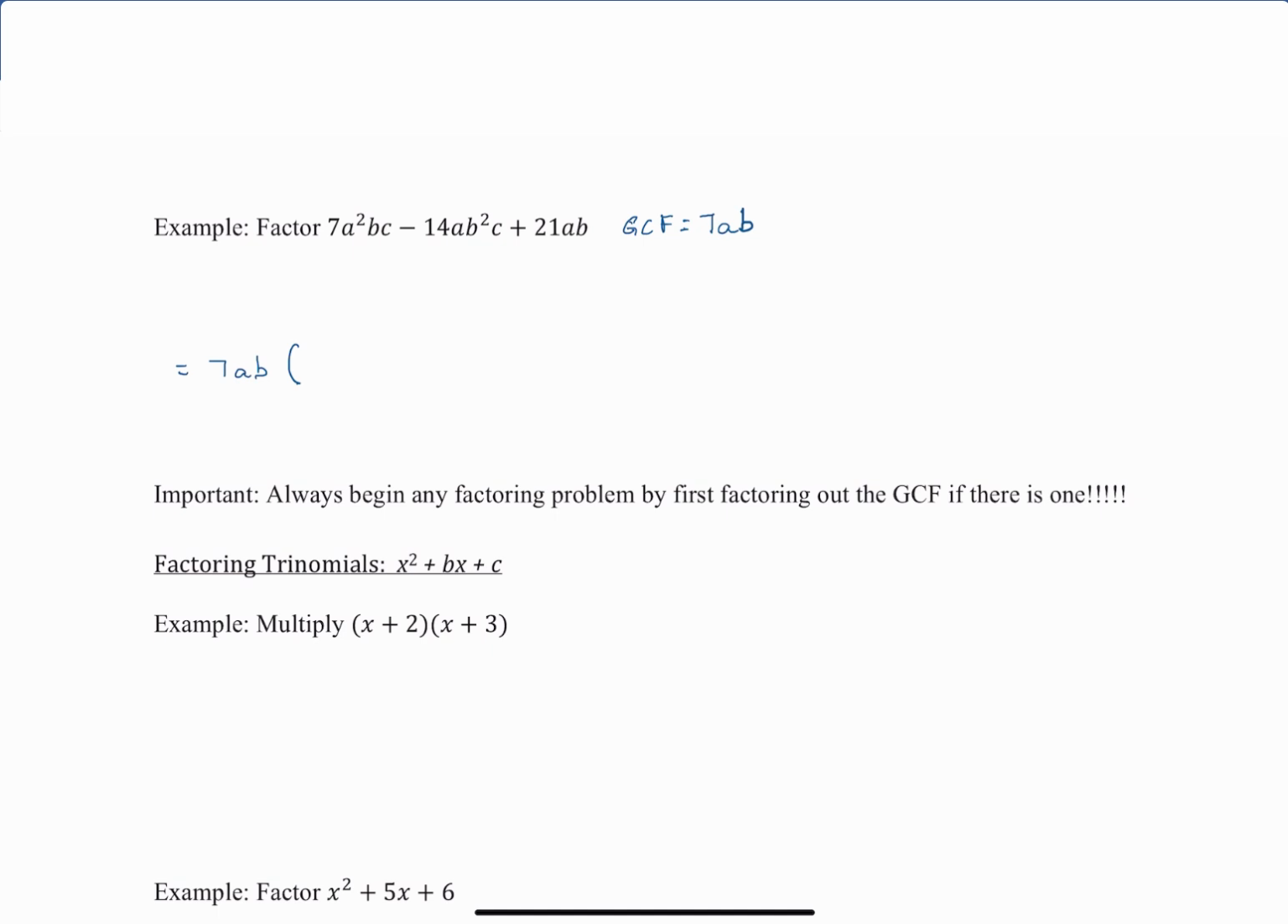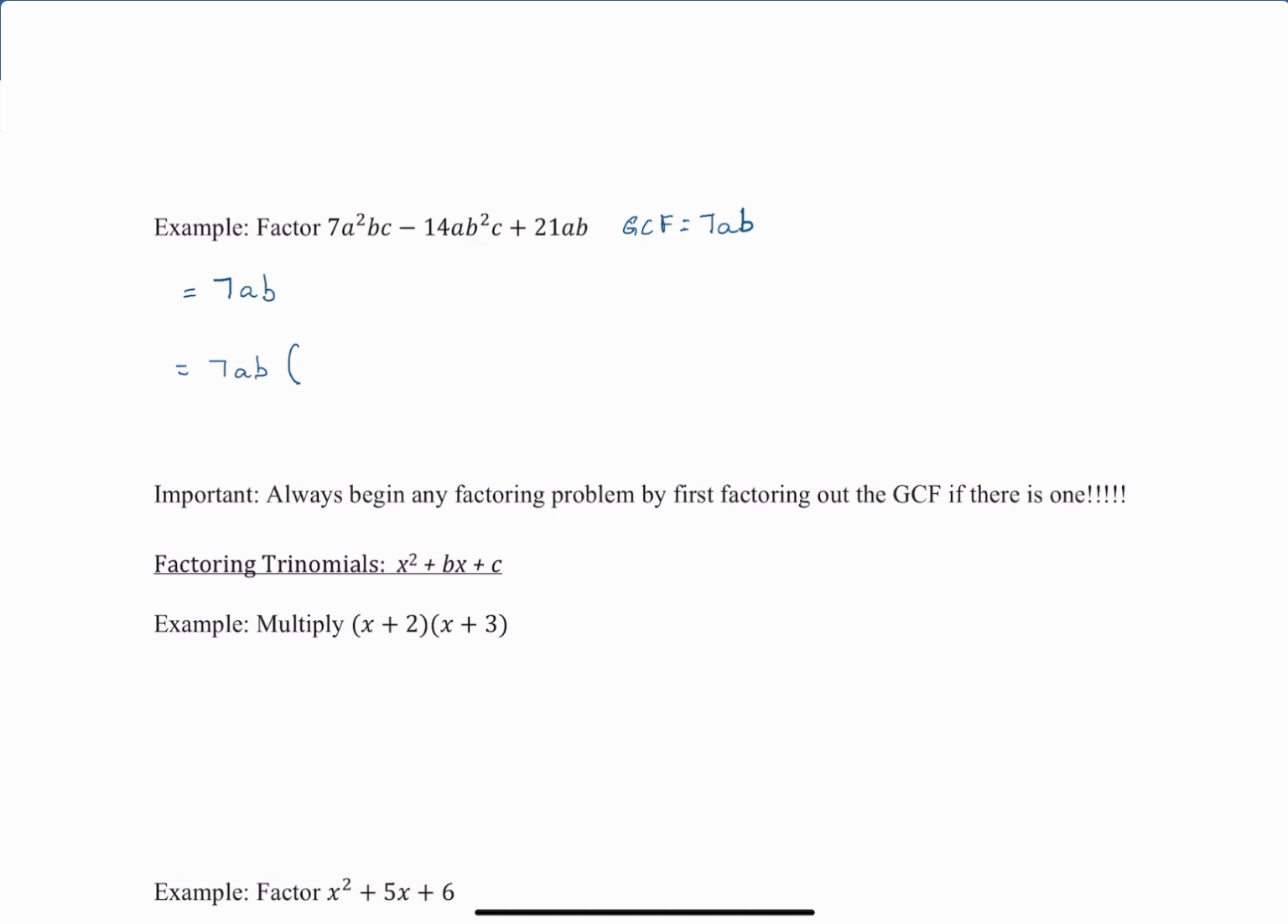I'm going to go ahead and fill in that step that I told you was optional. It is optional, but sometimes it helps people understand, so I'm going to go ahead and fill it in. And that optional step was taking each term, each expression, and writing it as the GCF times the leftover stuff.